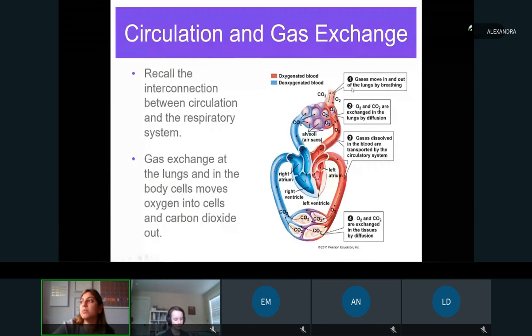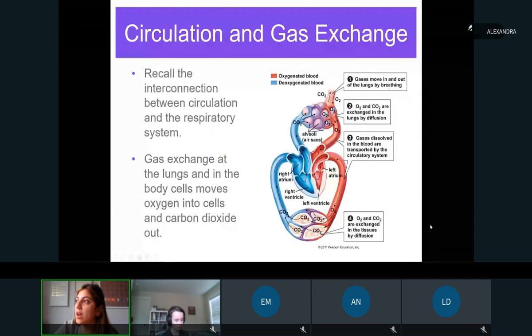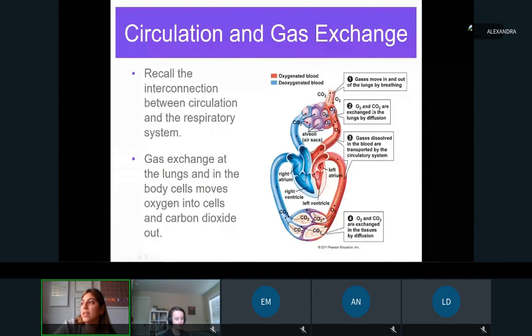So first, the gases move in and out of the lungs by breathing. When you breathe in and out, we really want to make sure that we are bringing in the oxygen and breathing out the deoxygenated blood, or I'm sorry, the carbon dioxide. Second, oxygen and carbon dioxide are exchanged in the lungs by diffusion.